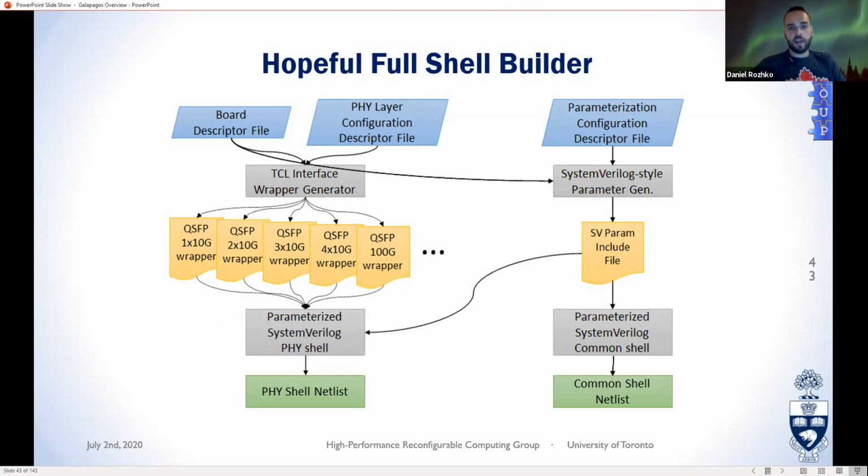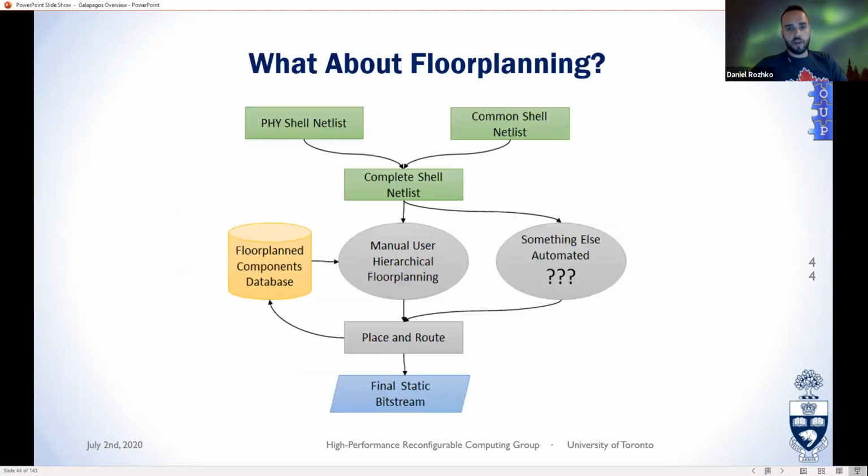Now this works fine if you don't have PR, like this is the final flow if you don't have PR. If you do have PR, you still need to consider floor planning, which is a little bit more complicated. And this is the idea we have for now that we're going to implement. Once you have the shell, we have a step for manual user hierarchical floor planning. So we floor plan hierarchically, but then we also have a database for storing the place and route results for those different hierarchies. That way, if you want to change something at a higher level of abstraction, you don't have to replace and route the lower levels.